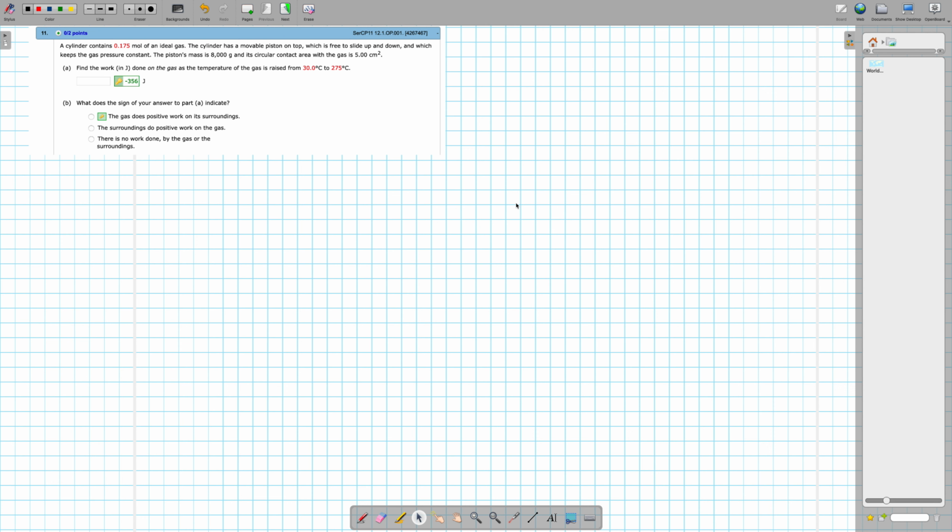The piston's mass is 8,000 grams, and its circular cross-sectional area is 5 square centimeters. So first let's find the work done on the gas as the temperature is raised from 30 degrees to 275 degrees Celsius. Now you'll have different numbers in here, so I'll just do the general case.